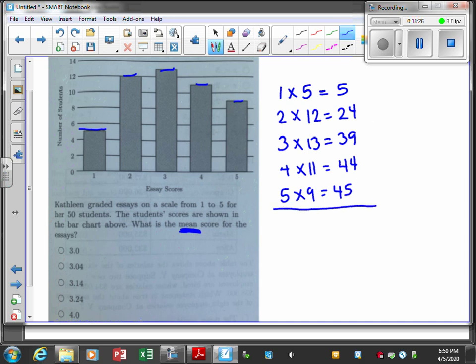that means the total was add up 5 plus 24 plus 39 plus 44 plus 45, and you get 157. But remember, the average is the total divided by the amount of students, and we said we have 50 students total, so divide that by 50, and you put that in the calculator and you should get 3.14.